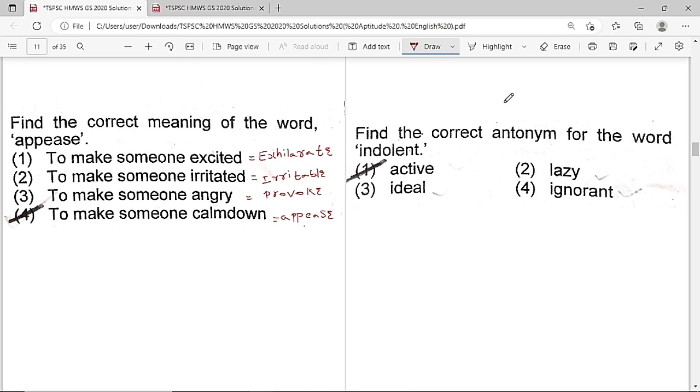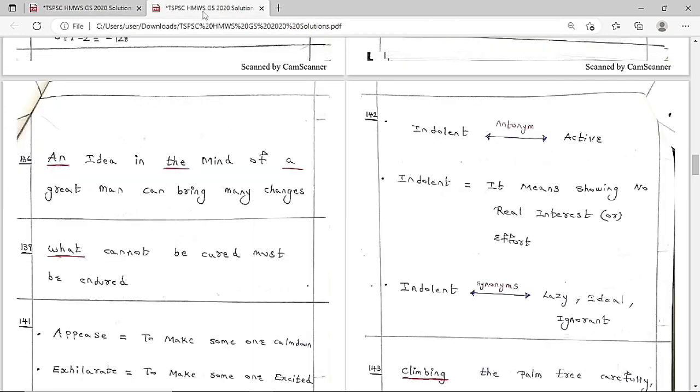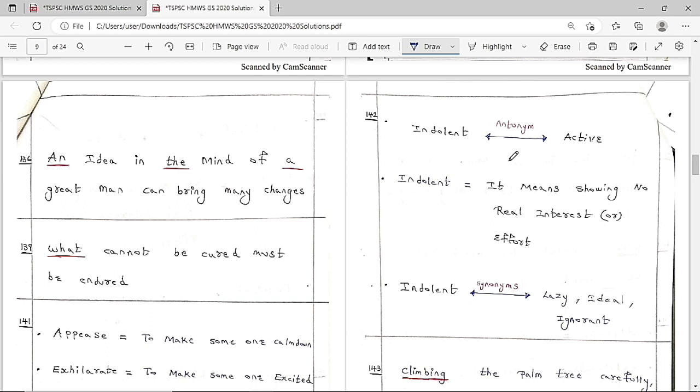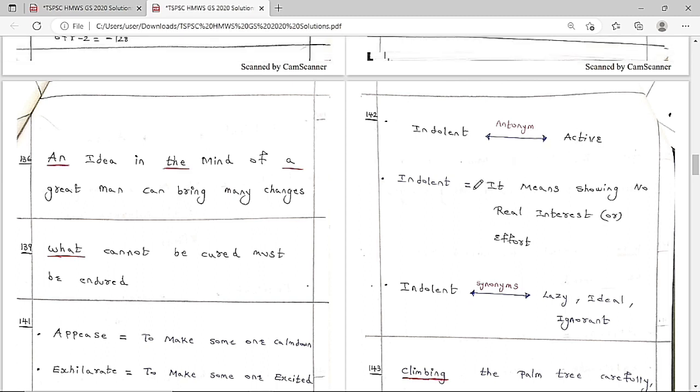So now we'll discuss something more about this one. I already told you that for indolent, the correct antonym is active. Indolent means showing no real interest or effort. You are not putting any real interest in anything, then you are said to be indolent. It is also called lazy. Idle means sitting idly without doing any work. Indolent means not showing any interest in any work.